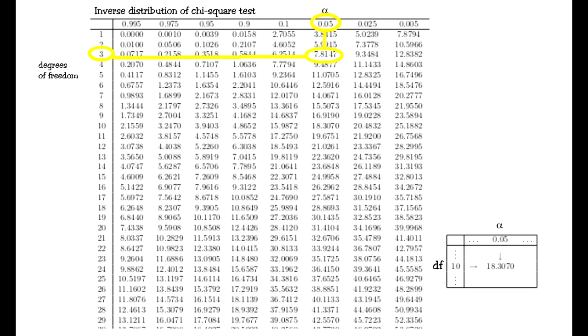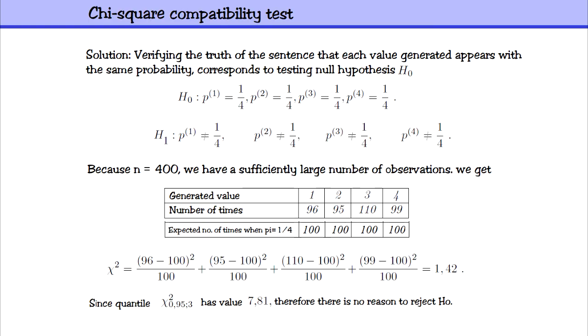We have to shift to the table. Okay, as we can see, for alpha equals 0.05 and 3 degrees of freedom, we obtain 7.81. But also we conclude that the sum of squares we obtained is less than the quantile for 0.95 and 3 degrees of freedom, and therefore we have landed in the acceptance region. So the conclusion is that there is not enough evidence to reject H0.